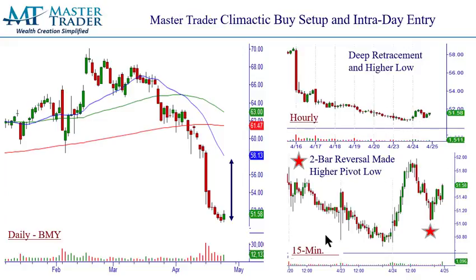Now we drill in one time frame lower than the hourly. It went up in the morning, came down, tried to hold, but didn't, came down again. This is what we call a bullish 2-bar reversal, and that set up our higher low on this chart. So now I have a higher high, higher low. Over the high of this green bar is my entry for a climactic buy setup.